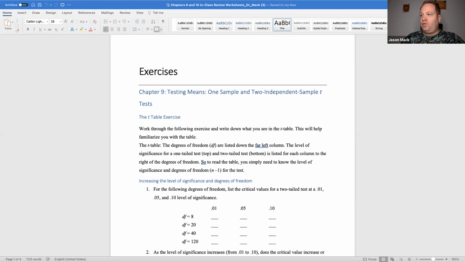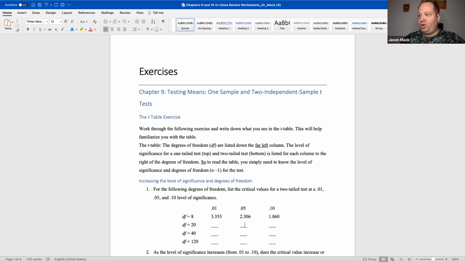So for number one, if our degrees of freedom is 8, and this is based on our unit normal table, so you can check your answers based on what I'm putting in here. The 0.01 would be 3.355. This is just literally looking at the unit normal table. So we're listing critical values for a two-tailed test at the 0.01, 0.05, and 0.10 levels of significance. Again, the unit normal table will tell you the answers, but you can check it against this recording. 2.306 is going to be our 0.05 level of significance, and for degrees of freedom 8, it'll be 1.860.